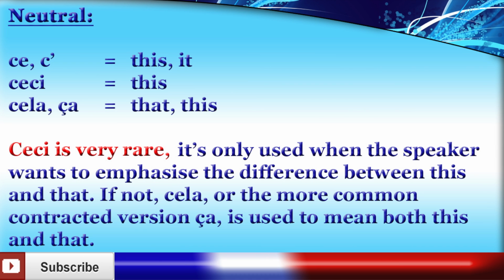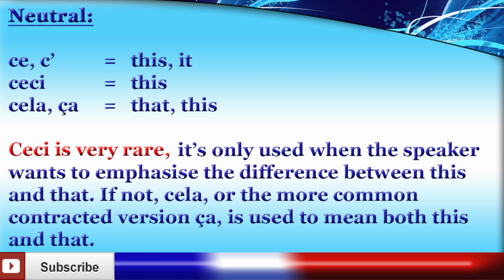So the neutral demonstrative pronouns are ce, which becomes c' when the following word starts with a vowel, ceci and cela. Ce and ç' both mean this and it. Ceci means this, and cela, or the contracted version ça, means both that and this.